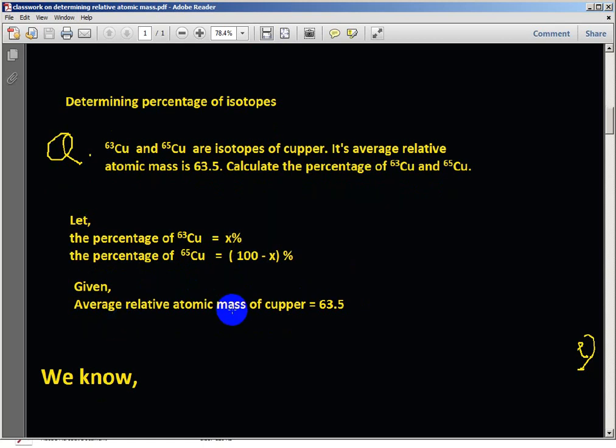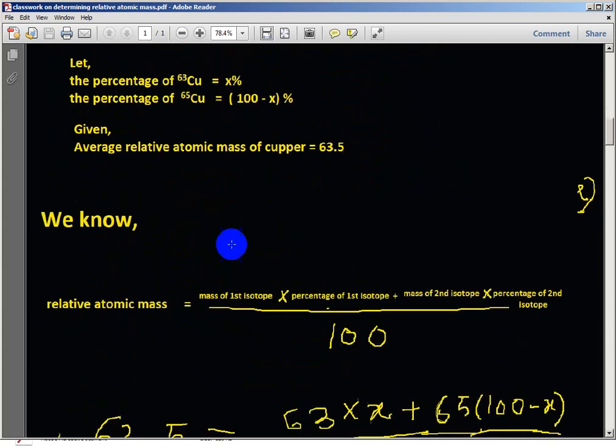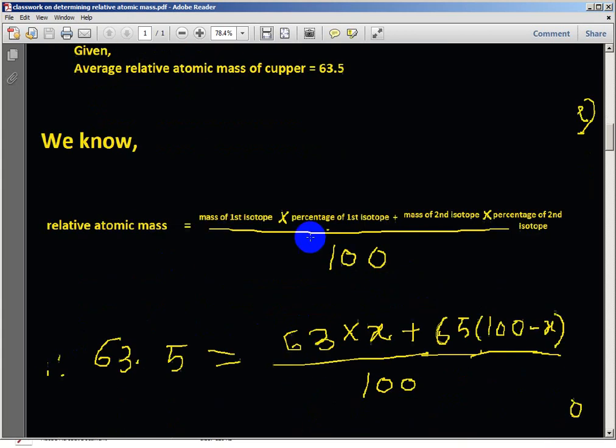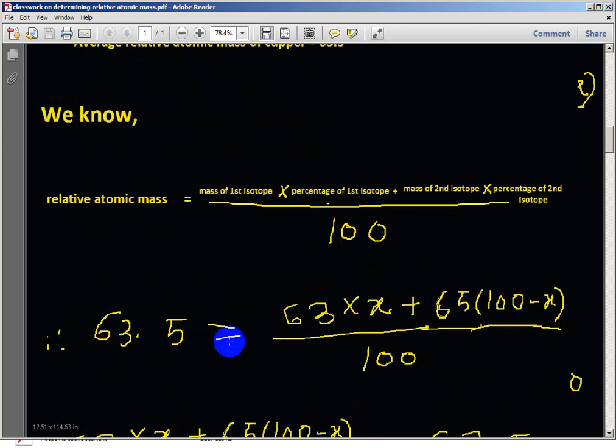The average relative atomic mass of copper is given as 63.5. Now calculate the percentage of copper-63 and copper-65. We know the relative atomic mass is 63.5. The mass of the first isotope is 63 and its percentage is X. The second isotope is 65 and its percentage is 100 minus X, divided by 100.